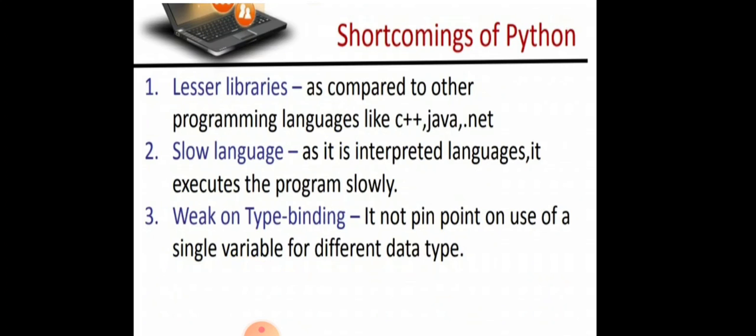Shortcomings of Python: it has fewer libraries as compared to other programming languages like C++, Java, .NET, etc. As it is an interpreted language, it is slower than other languages as it executes programs line by line. Weak on type binding: it is not strict on the use of a single variable for a single data type.